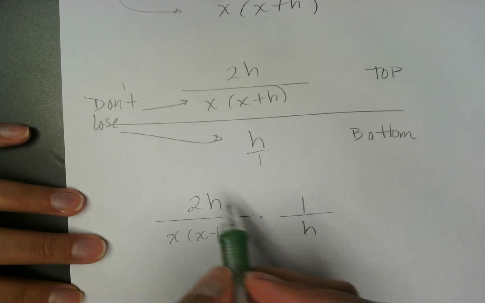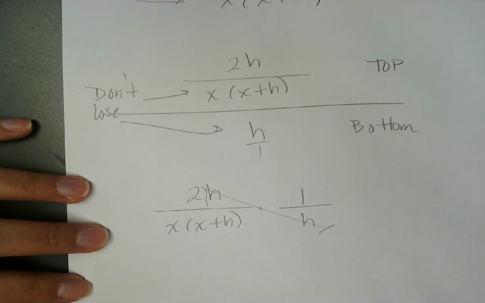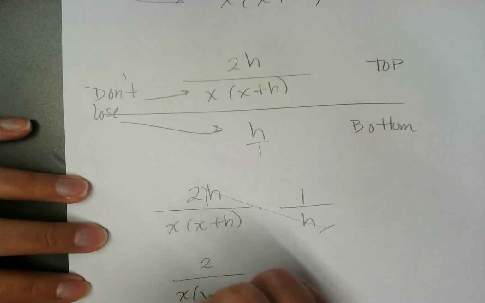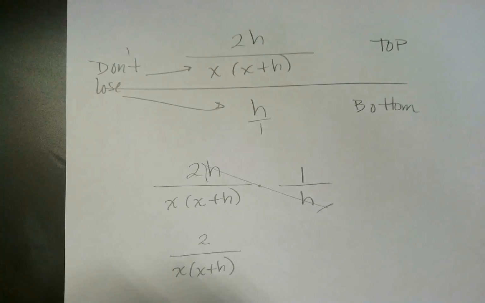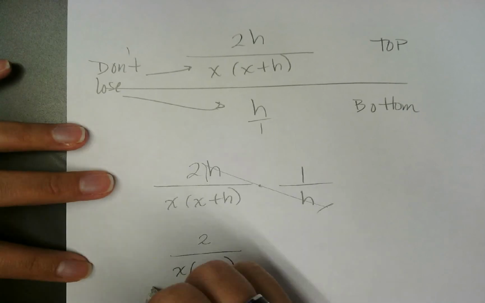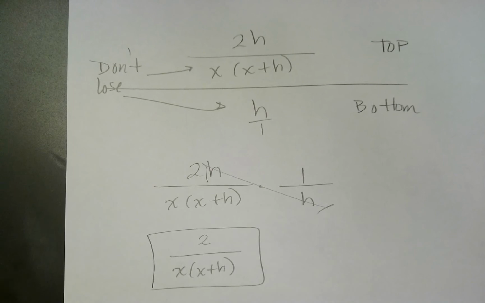Since it's multiplication, you can factor out the h's. So if you're doing these problems right, you're factoring out h. You're left with 2 over x times x plus h. And some people might say, but Sam, there's still h's on the bottom. How did that help us? Calculus. Okay, calculus. That is your completed, simplified expression.